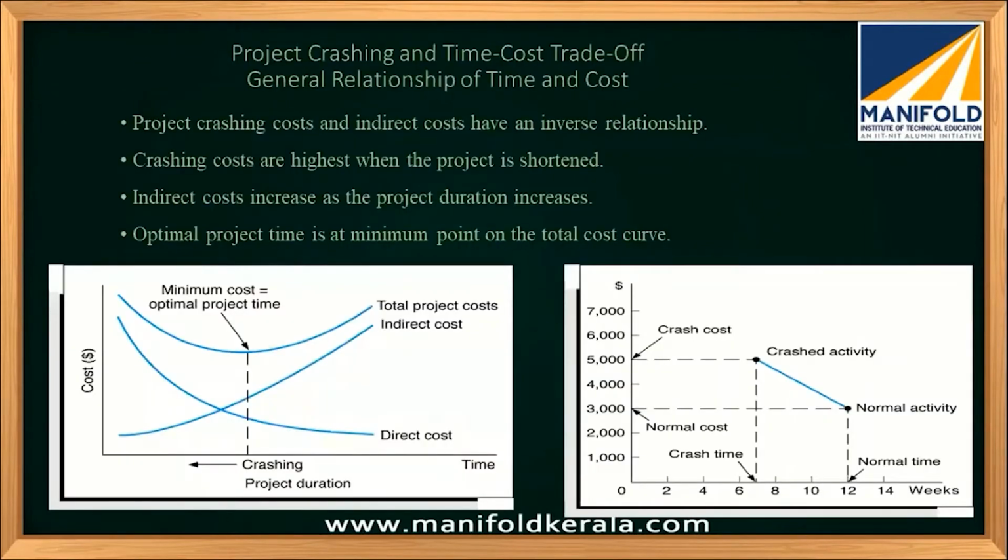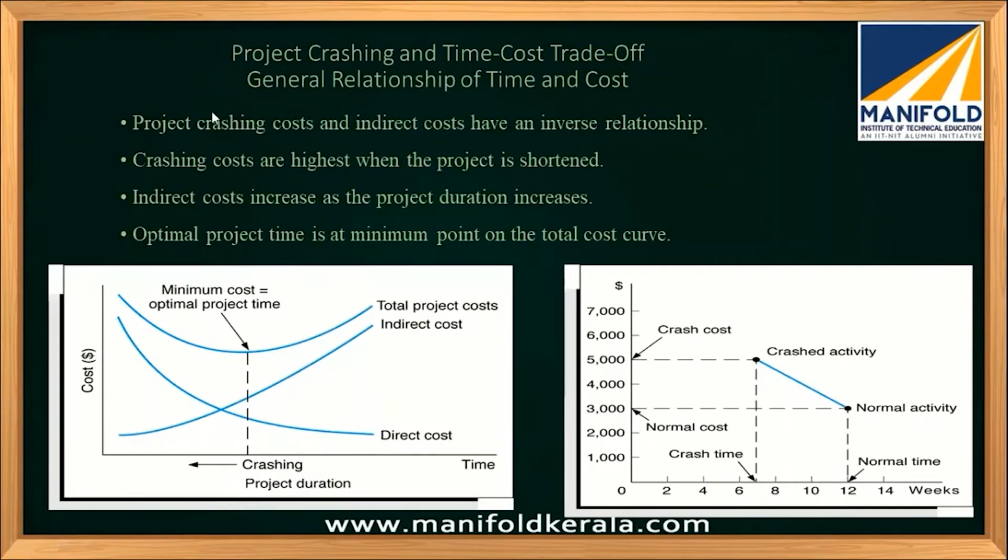Now, if you go into more detail, you can understand that there are two kinds of cost associated with the project. One is a direct cost. One is an indirect cost. From the graph, you can understand the nature of these costs. The indirect cost is going to decrease with the project duration. So when you crash, if you are reducing time, what will happen? The indirect cost has an inverse relationship.